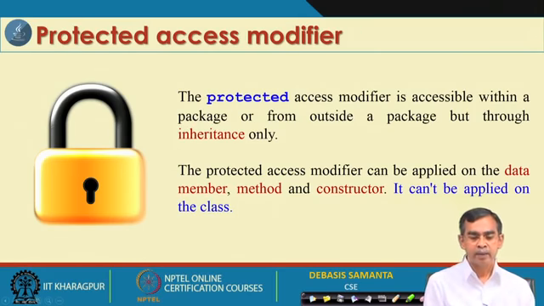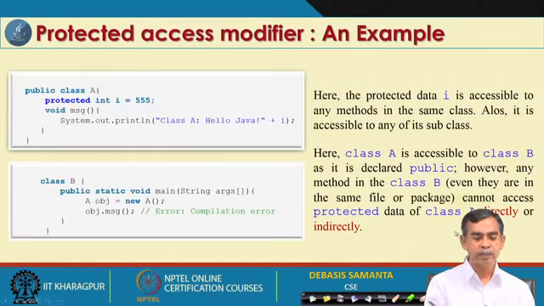Now, I am at the step of discussing the protected access modifier. As I already told you, protected access is limited to the inherited class. That means, if a member is declared as protected in its superclass, then that member is accessible to any derived class or any subclass which can be obtained from that. So, this is the concept of protected.